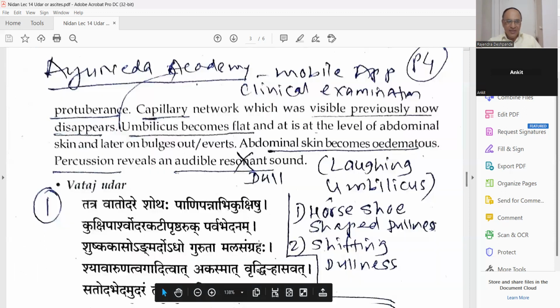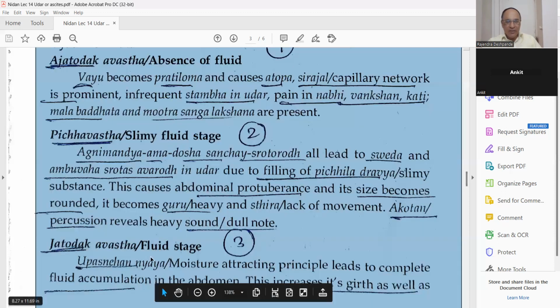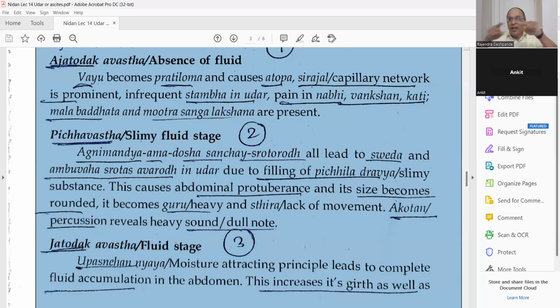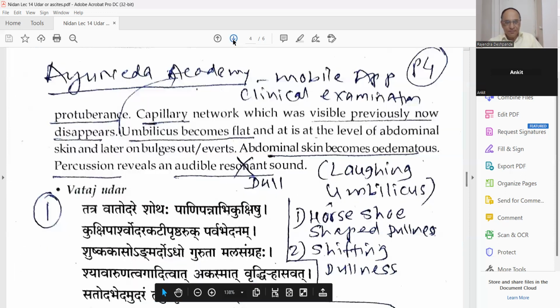Okay, next. Jatodakavastha, Upasnehan nyaya. Please write down. Water will be attracted, fluid accumulation will be there, and the girth will increase. You should have the measuring tape. For seeing the ascites patient, each medical student should have the measuring tape, and girth of the abdomen should be measured around the umbilicus. That is very essential for the diagnosis.